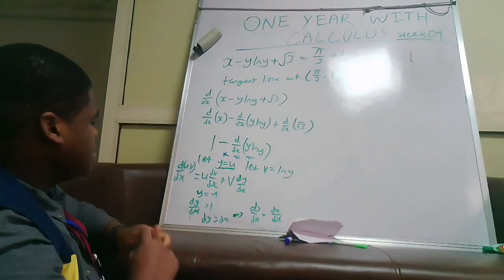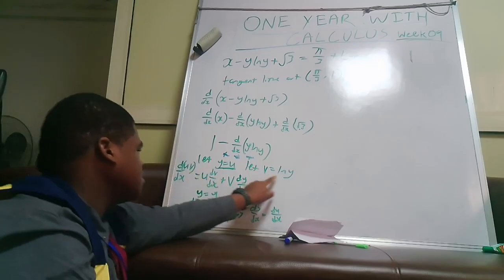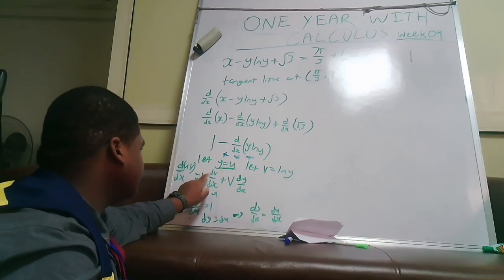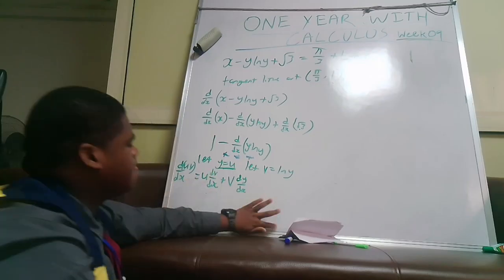Good. The next thing we need now is dv over dx. We already know what u and v is. We have u and v here. So what we need now is dv over dx. Let's find what dv over dx is.